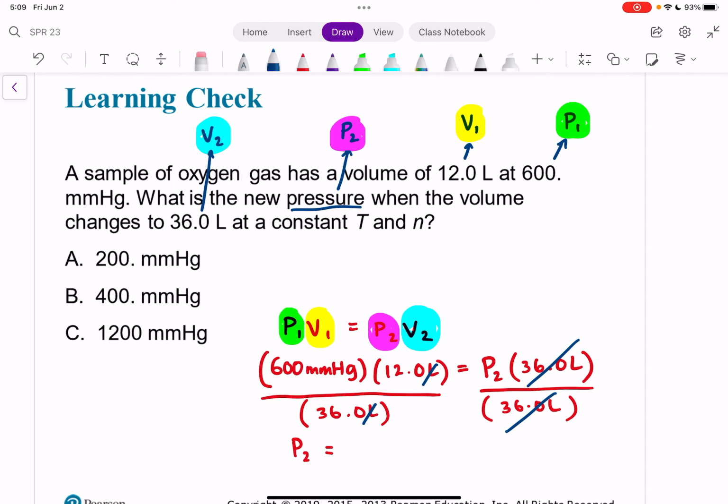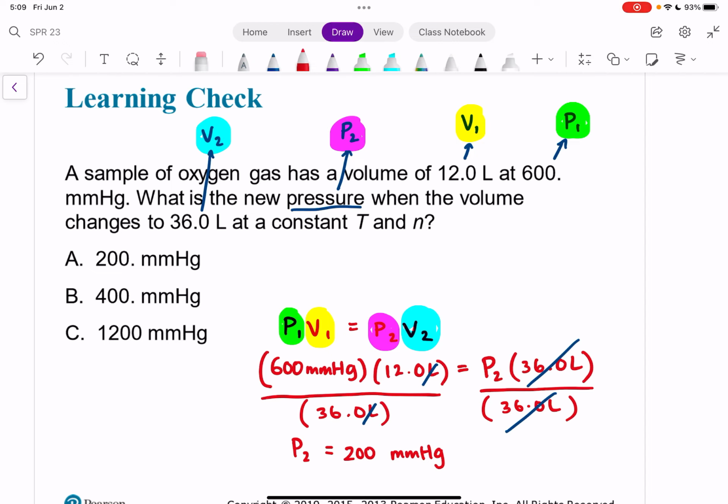Okay, so 600 times 12 divided by 36 is going to be 200. Oops, I did that in red. 200 mmHg.